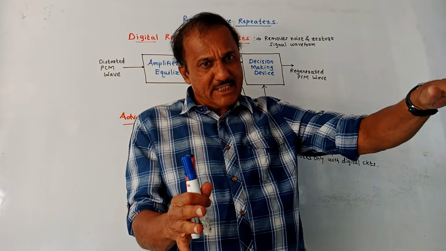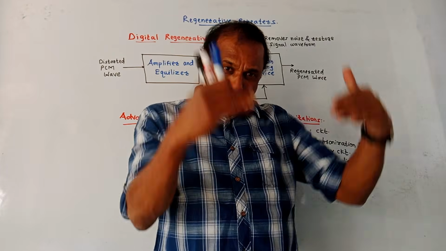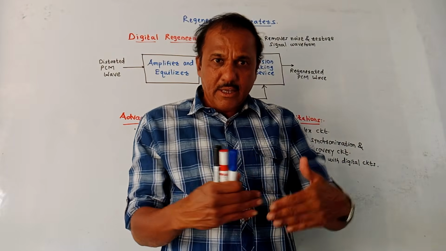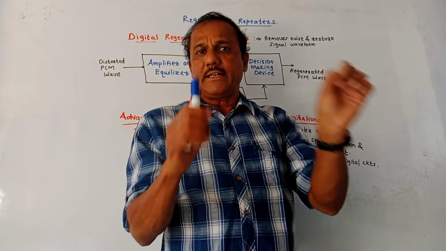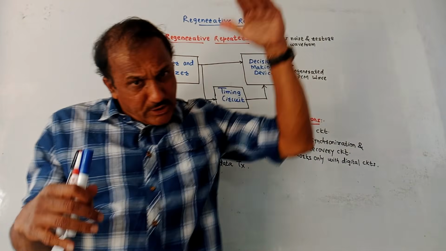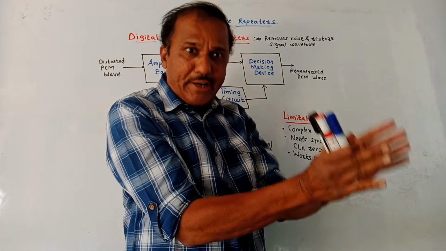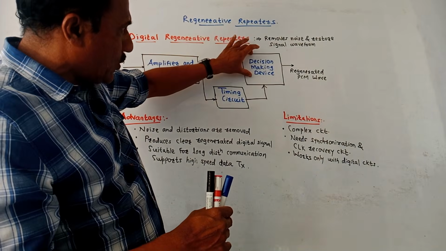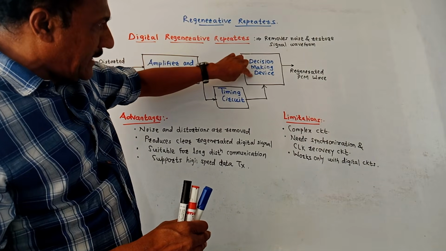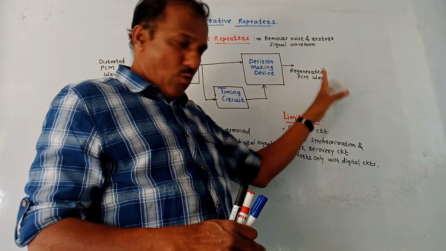One reference level is selected. If the received signal at the repeater is above the threshold level, its value is considered as logic 1. If it is below the threshold level, its value is considered as logic 0. So accordingly, clean digital data is produced by making use of this decision making device. At the output of this device, I have written regenerated PCM wave.